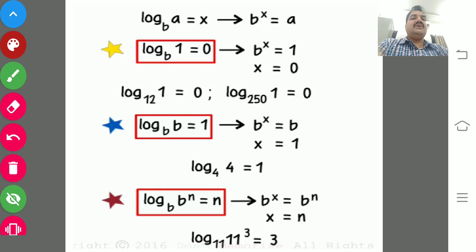Log 1 base 12, answer obviously 0. Log 1 base 250, answer is 0. Log 1 base 750, immediately you have to write 0. So that is the first rule.